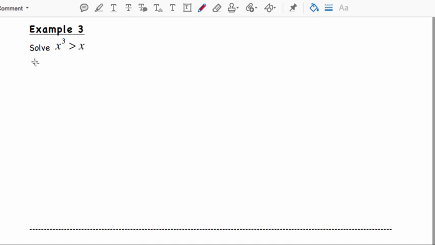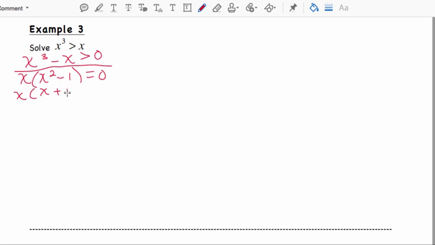Okay, for example 3, we're going to continue the same method. We are going to move everything to one side and set our inequality to 0, and then we're going to solve that related equation. So I can take out a common factor of x, and then it leaves me with something that I can factor, which is the difference of squares. And so then we have x plus 1 times x minus 1 when we factor. And then I'm going to take each separate factor and set each factor equal to 0 and solve.